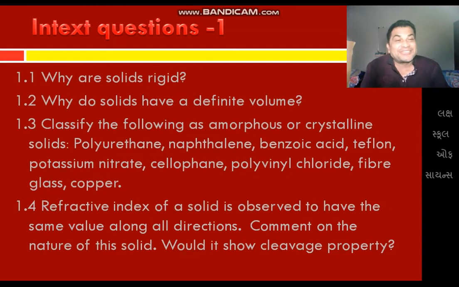Intake questions. 1. Why are solids rigid? Solids are rigid because their particles are in a regular arrangement, very near to each other, and their kinetic energy is very low due to less heat energy, so they only vibrate. They vibrate about their mean positions and don't move, so that's why they are known as rigid material. Why do solids have definite volume?